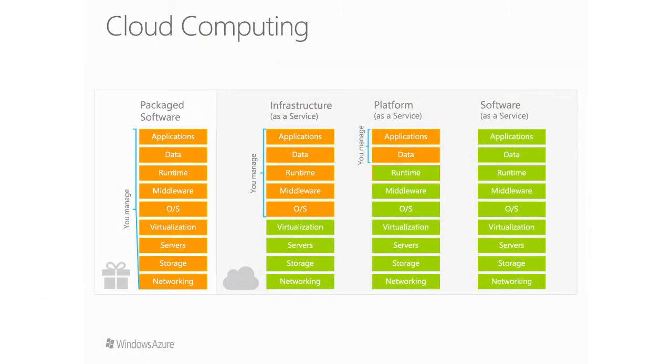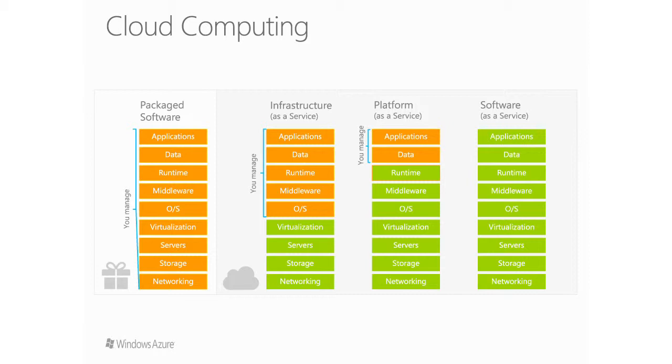So what's in these things? Your typical packaged software application: applications, data, runtime, middleware, OS, virtualization, servers. All of these building blocks you manage yourself. Actually, these you manage yourself when you use infrastructure as a service.